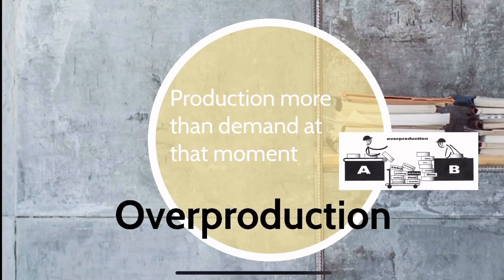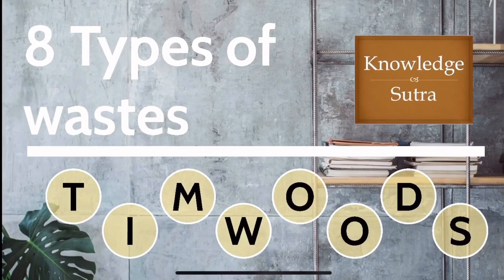But we need to understand that overproduction is the biggest and mother of all other wastes, because if you produce more, you have a bigger inventory, you have to transport more, and there will be more motion. So, overproduction is the mother of all other wastes.